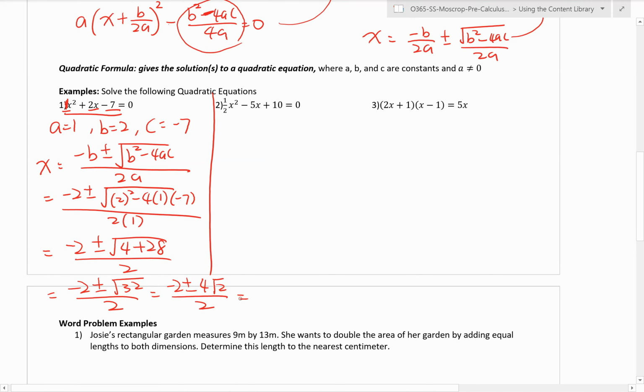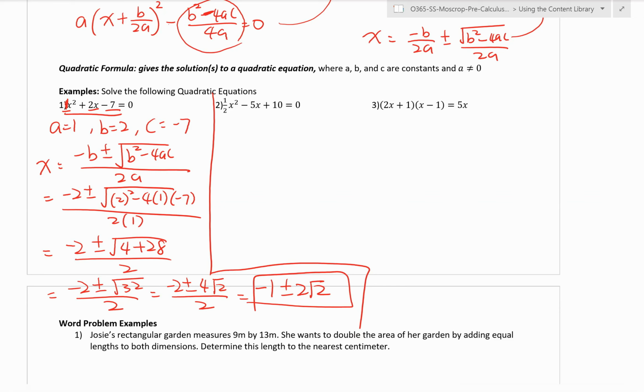Okay, and now we can divide everything by 2, so then you should get -1 plus minus 2 root 2, and that is the answer. So x equals either -1 plus 2 root 2 or -1 minus 2 root 2. You can do the same thing with part 2, so I'll let you try it.